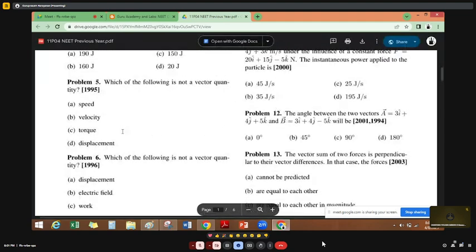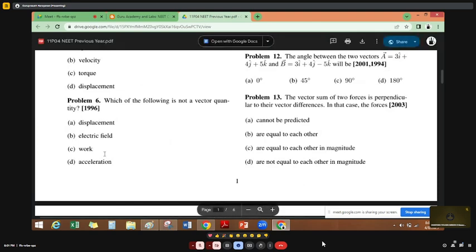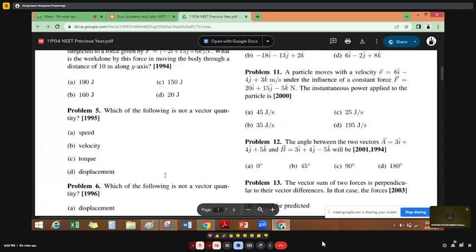It's an easy one. Which of the following is not a vector quantity? Speed, because that is a scalar, right? Velocity, torque, displacement, everything is vector. Again, which one is not a vector quantity here? Work, sir. Work done. Right now we used it, F dot S. That means it is a dot product. Dot product means the result will be a scalar, not a vector. So all these things are basics only. I'm sure you know this.